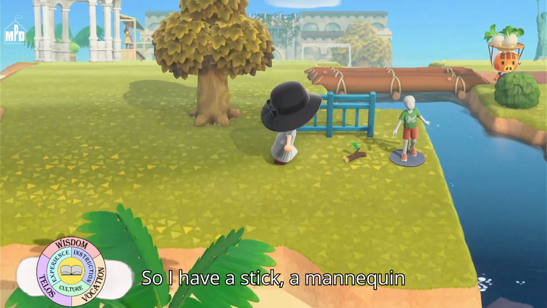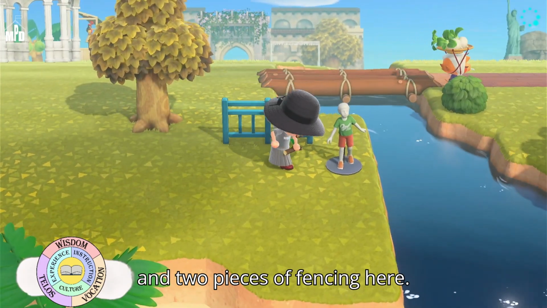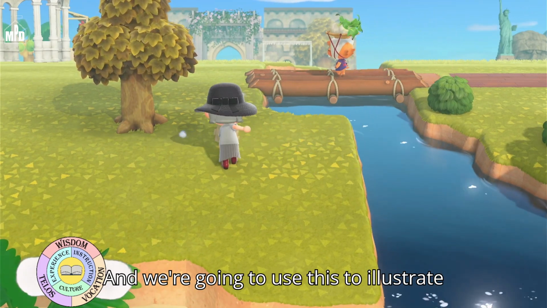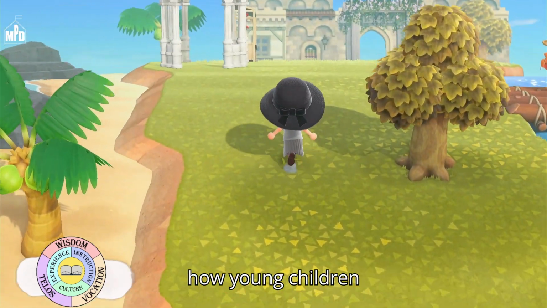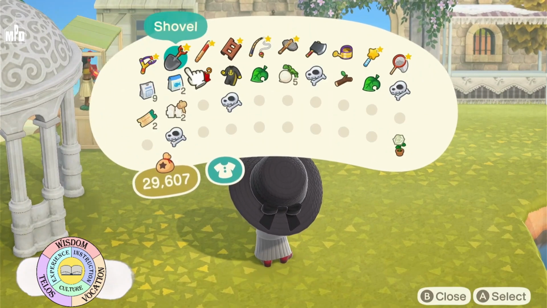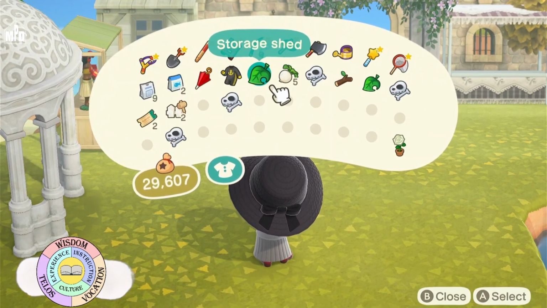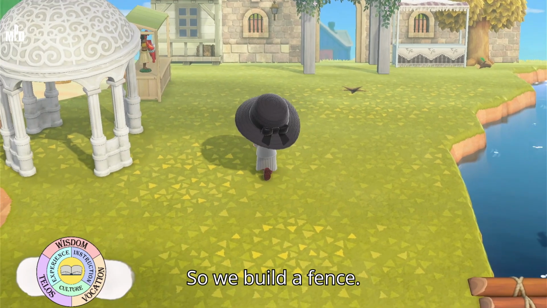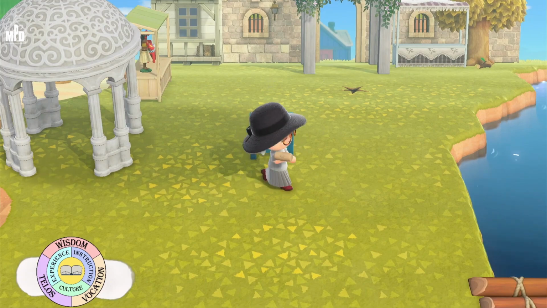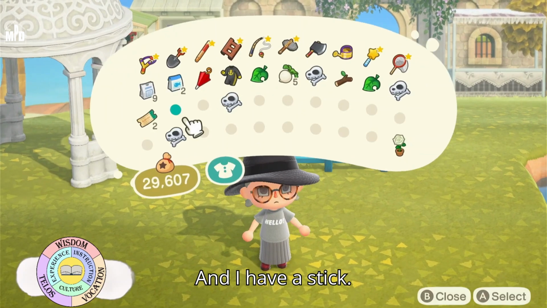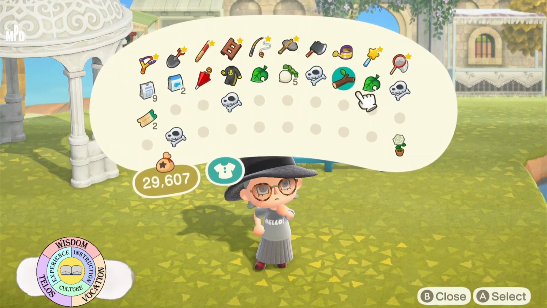So I have a stick, a mannequin, and two pieces of fencing here. And we're going to use this to illustrate how young children learn to do a task. So we build a fence. All right, there we go. And I have a stick. I'm going to drop that.